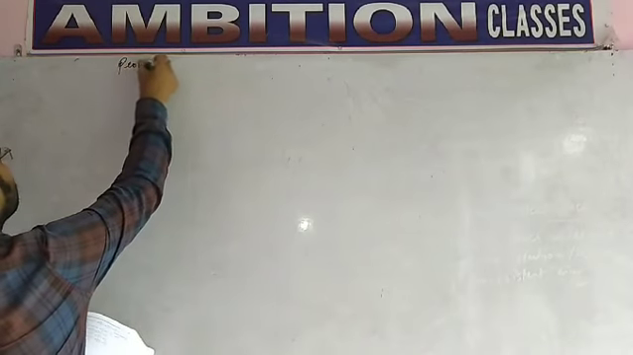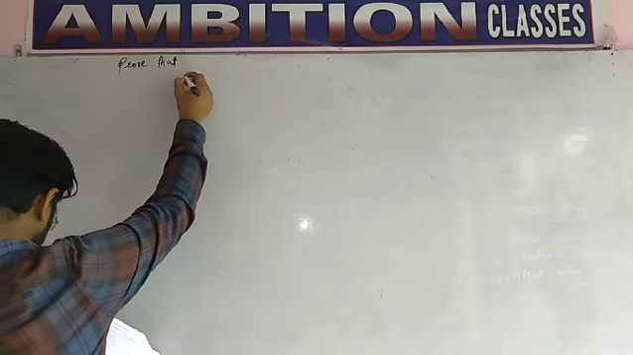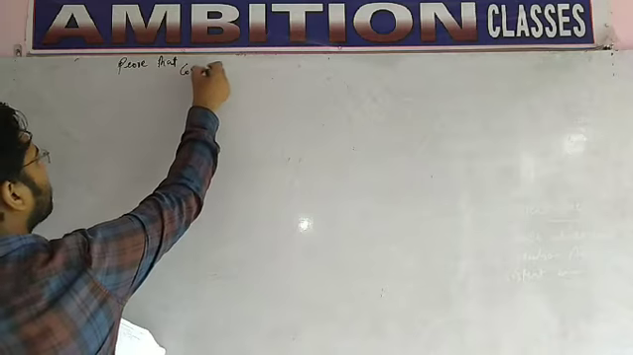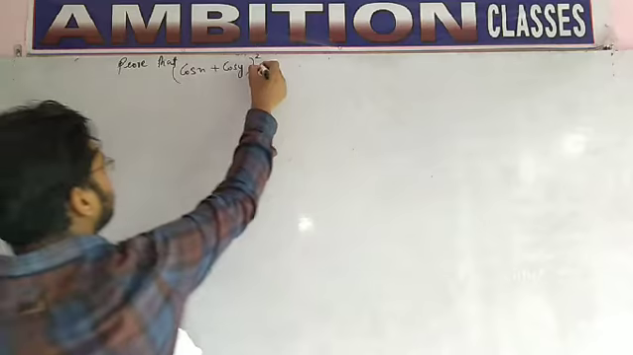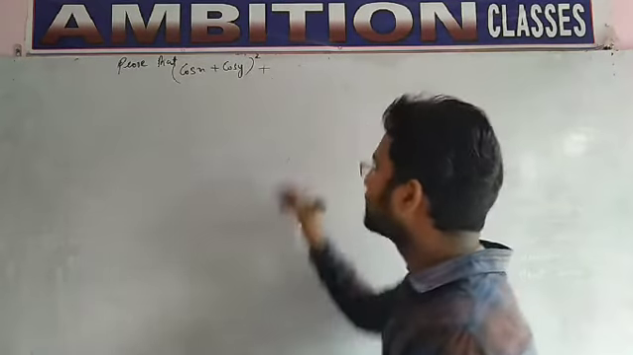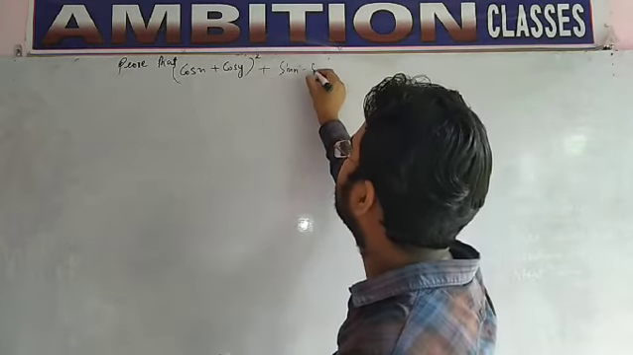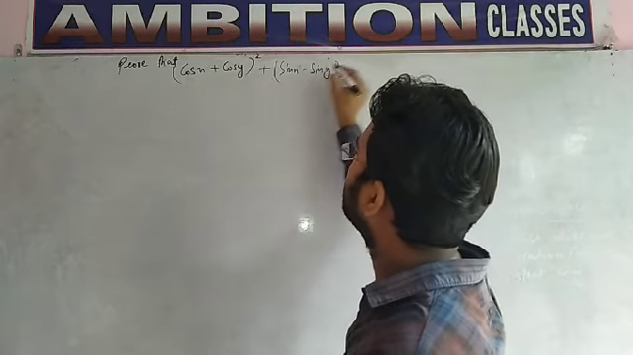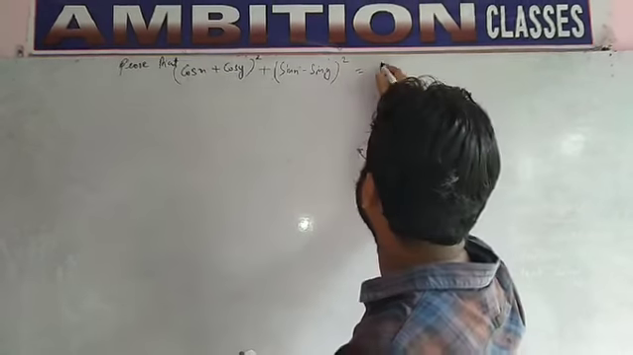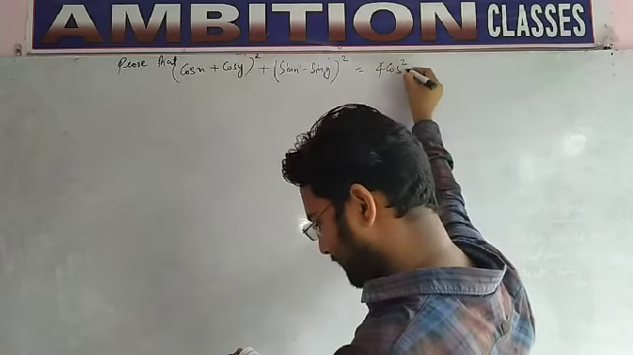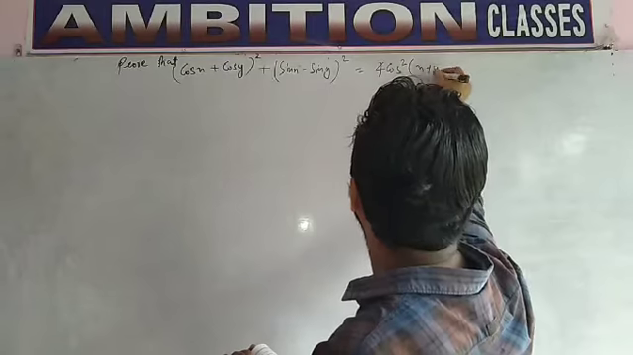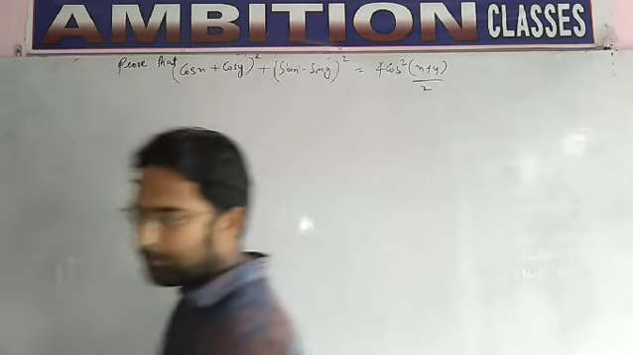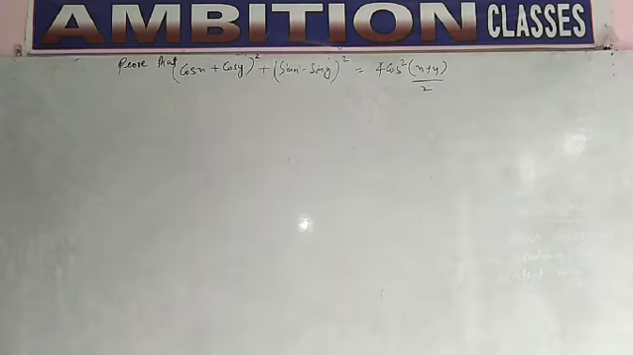Prove that cos x plus cos y whole square plus sin x minus sin y whole square equals to 4 cos square in bracket x plus y upon 2. Now we have to prove this question, students. So let's see how we can prove this question.